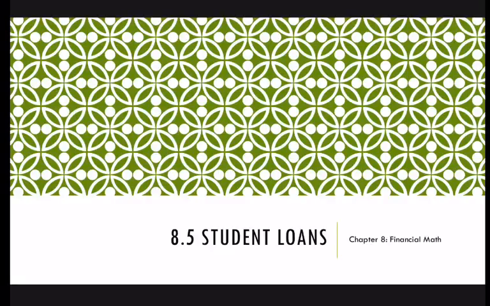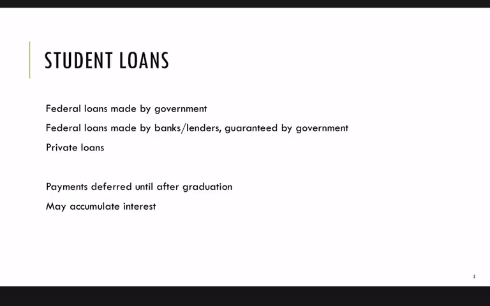In this video, we'll discuss key financial terms necessary to understand student loans, as well as calculate interest and monthly payments. There are three types of student loans available. There are federal loans made either by the government or by banks and lenders and guaranteed by the government, as well as private loans. Generally, federal loans are a better choice than private loans.